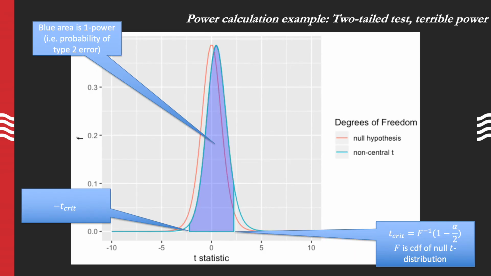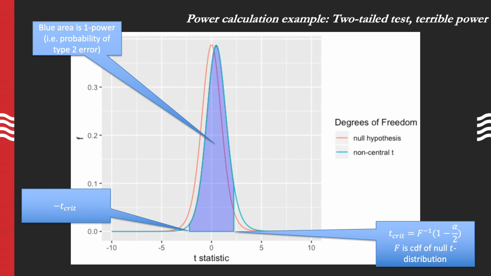So it's, as always, easier to understand these things with a picture. So this is a power calculation example with a two-tailed t-test where we actually have terrible power. So the blue area here is 1 minus the power. It is the probability of a type 2 error. The blue curve is the non-central t distribution. The red curve is the null hypothesis. And t-crit is the critical t-value for the null hypothesis with a two-sided t-test at some value alpha. I think I chose 5% here, so alpha's 5%. The two tails are 2.5% then.